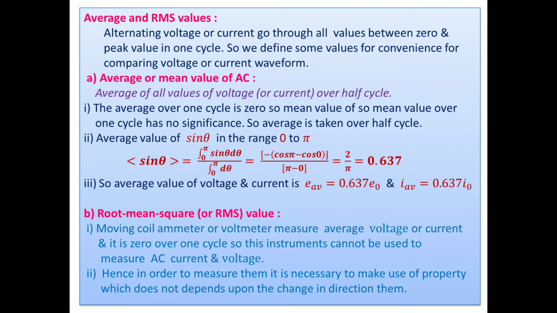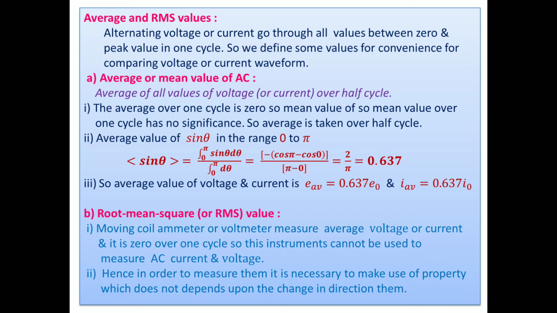Alternating voltage or current goes through all values between 0 and peak value, meaning 0 to positive peak value or maximum value, and thereafter again maximum value to 0, again 0 to negative maximum value, and again 0. It is one complete cycle. So we define some values for convenience for comparing voltage and current. Over one complete cycle, it is 0, so it is not possible to compare with other values.